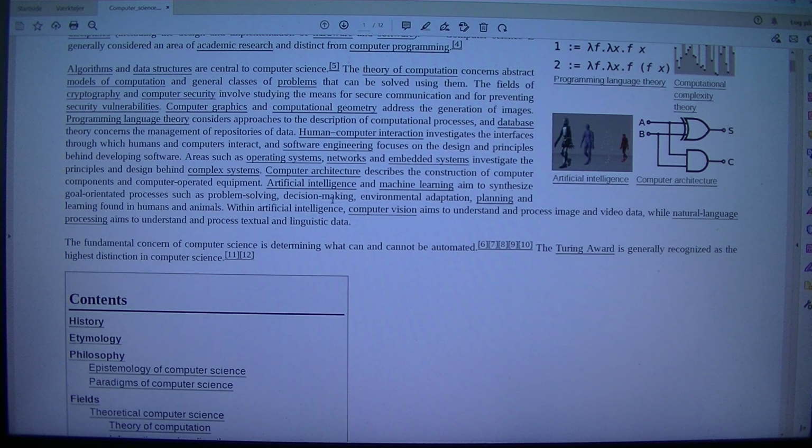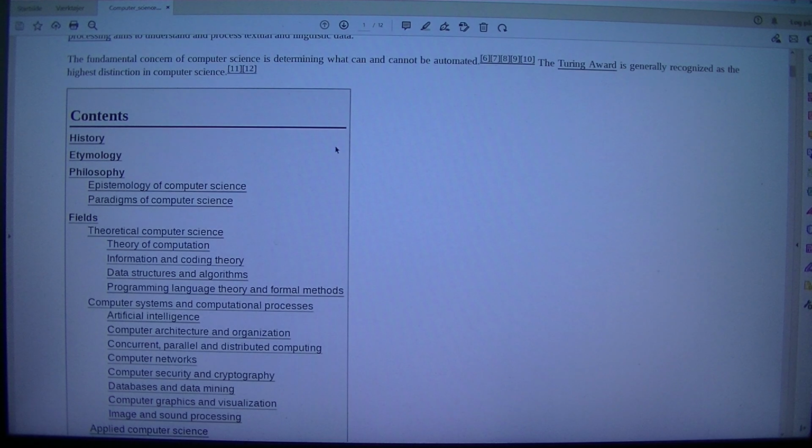Artificial intelligence and machine learning aim to synthesize goal-oriented processes such as problem-solving, decision-making, environmental adaptation, planning and learning found in humans and animals. Within artificial intelligence, computer vision aims to understand and process image and video data, while natural language processing aims to understand and process textual and linguistic data. The fundamental concern of computer science is determining what can and cannot be automated.